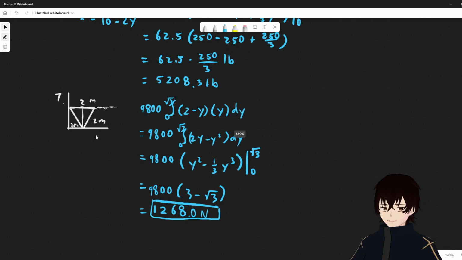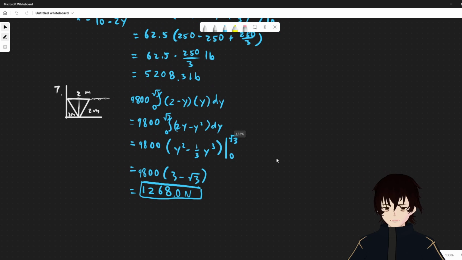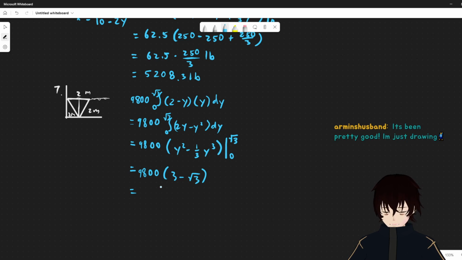2 minus y is the depth. Am I not allowed to do this? No. No way. Let's try that again. 3 minus square root of 3. This can't be.